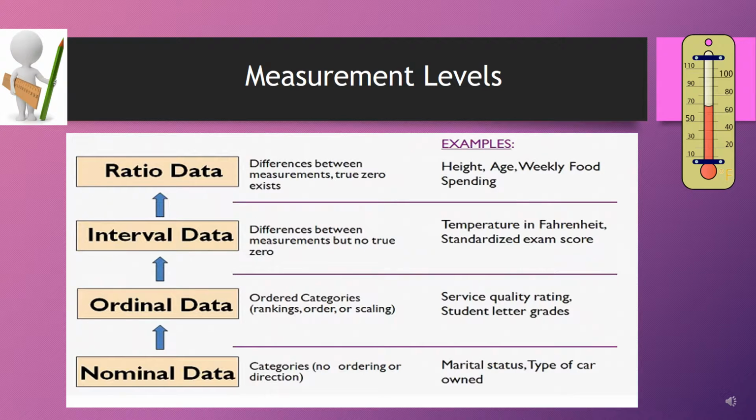Ratio level of measurement, which is the most mathematically precise, is a fixed measurement unit with an absolute 0 point. Height and age are examples of ratio level measurement. The chapter activity will allow you to practice more on identifying measurement levels.